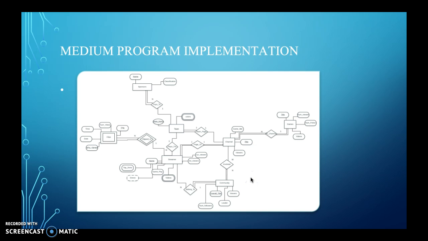Now we're going to talk about a little implementation of the program. This is an ER diagram for a streaming video game website. For this purpose, we're just going to talk about only two tables because it's a pretty big program. The two tables we chose are team and channel. As we can see on the ER diagram, there is a relation between team and channel. We're going to show you how to create the tables and how to insert values using SQL.